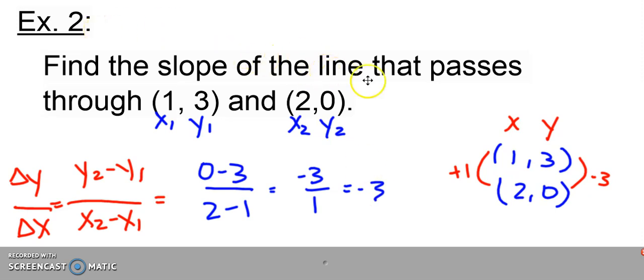Another way I could think about doing this is taking the points, putting them in that table-like format, stacking them on top of each other, and I could see that to get from 3 to 0, I would be subtracting 3. To get from 1 to 2, I would be adding 1.